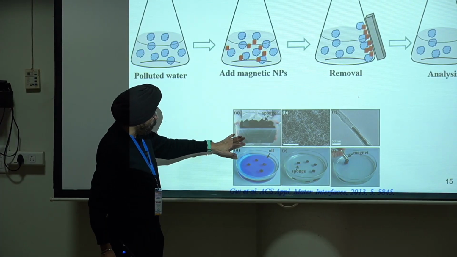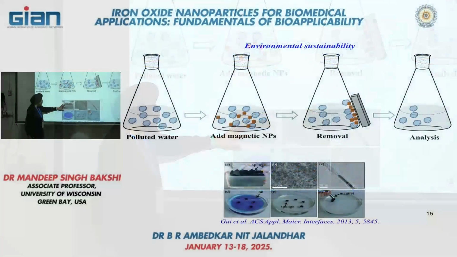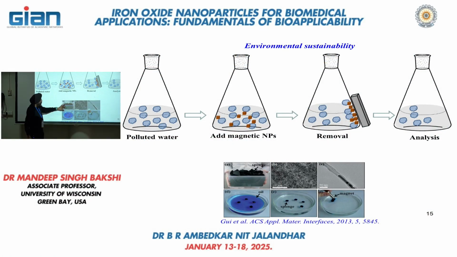So here we have a sponge, and this sponge is in fact embedded with magnetic nanoparticles. When we place this sponge in the contaminated water with the blue color of the dye, you may say, right, the sponge is going to absorb all the dye, and then how do we collect these sponge particles? Because they contain iron oxide nanoparticles, they are magnetized. Simply you place the magnet, and collectively you can remove that, and your contaminated water is now purified.